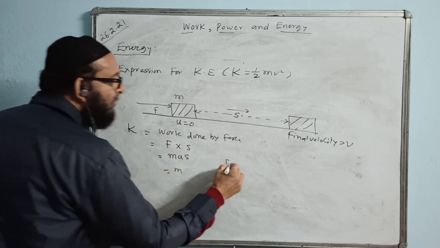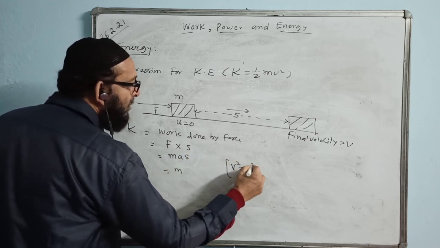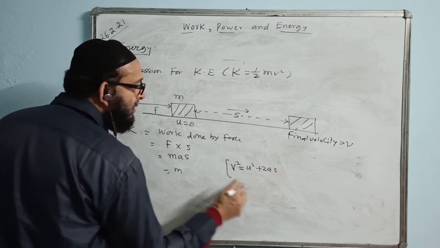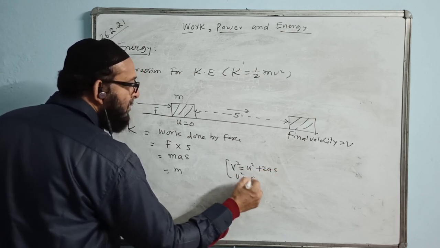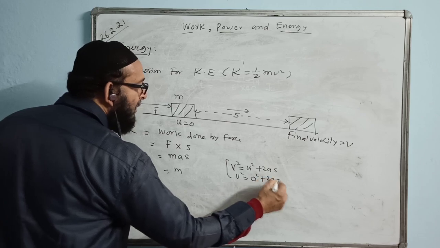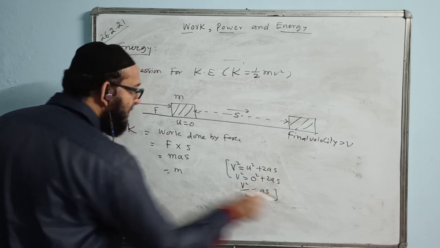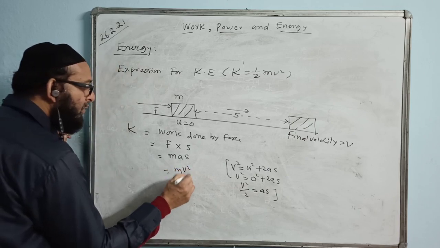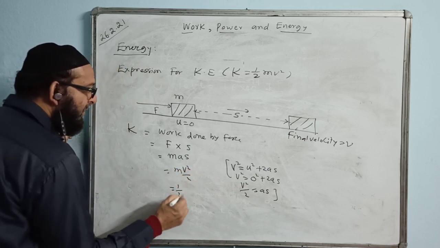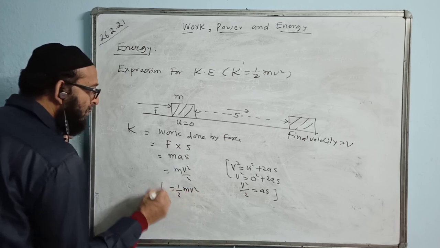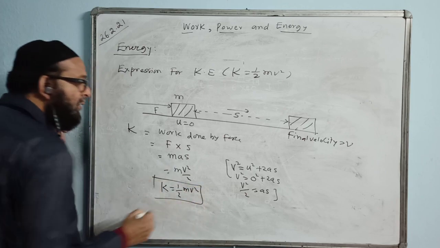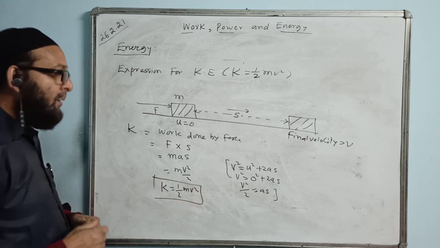Now we will be using the motion formula. Motion formula goes like this: v square is equal to u square plus 2as. u value is 0, so we write 0 square plus 2as. v square by 2 is equal to as. As value I will put here, it will become v square by 2. Ultimately we write half mv square. So this is how the formula becomes kinetic energy equal to half mv square. This formula.